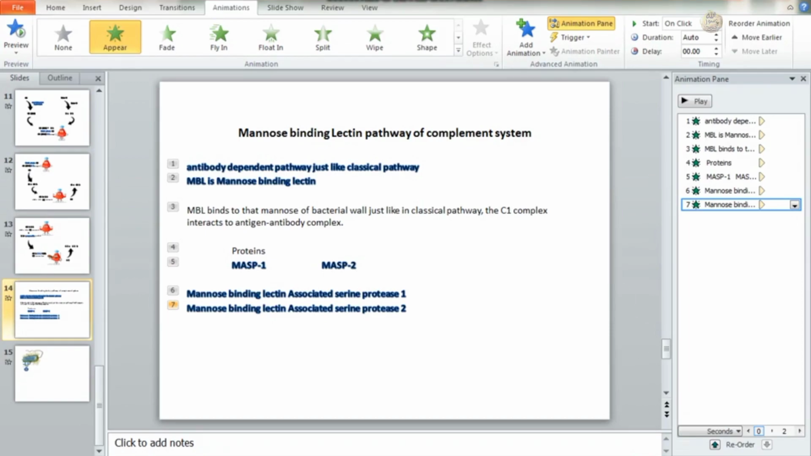Mannose binding lectin pathway of complement system. The lectin pathway of complement system is also an antibody-dependent pathway just like the classical pathway. We also have many other similarities of the lectin pathway with the classical pathway.